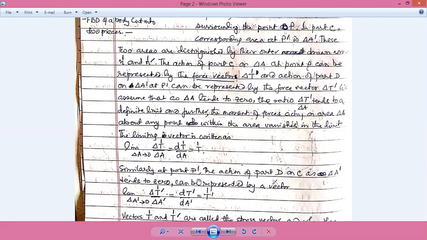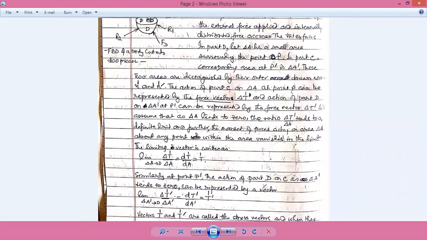Similarly, at the point P dash on the part D, as delta A tends to 0, it will be represented by the same vector, T dash itself. These vectors T and T dash are called the stress vectors because they are defined as force divided by the cross-sectional area, whatever the small area may be. So these are the cross-section stress vectors.